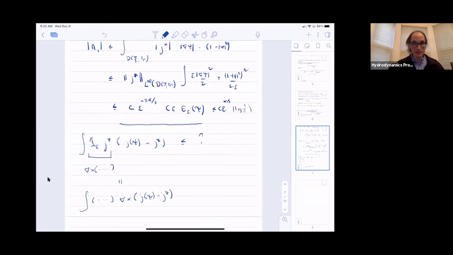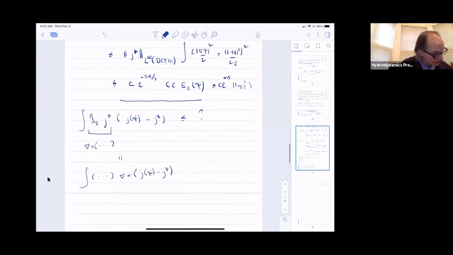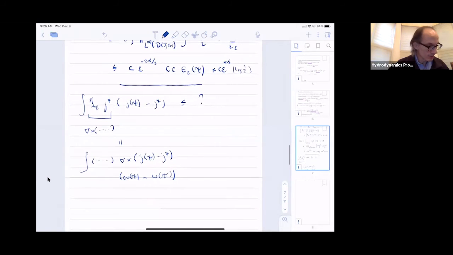And exactly what I know about the closeness of psi and psi star is that their vorticities are close. This is omega of psi minus omega of psi star, and this is small. This is like epsilon to the alpha in a certain norm, and the norm is a dual norm. The norm is this flat norm, and so this is less than or equal to whatever I have here.